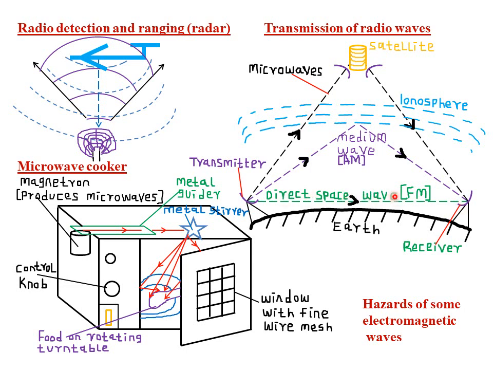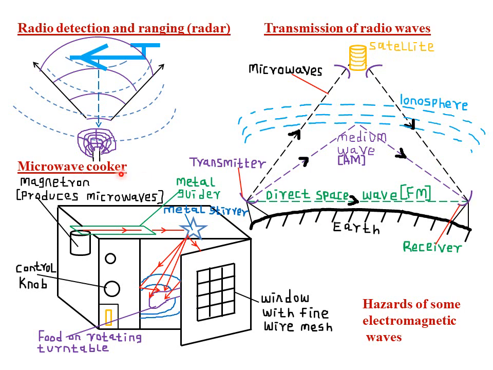So these are direct space waves, that is the FM or frequency modulation, and also the television. Then this is of course the Earth surface. Then some radio, that is some microwaves, can also be transmitted through satellites, then back to the receiver.